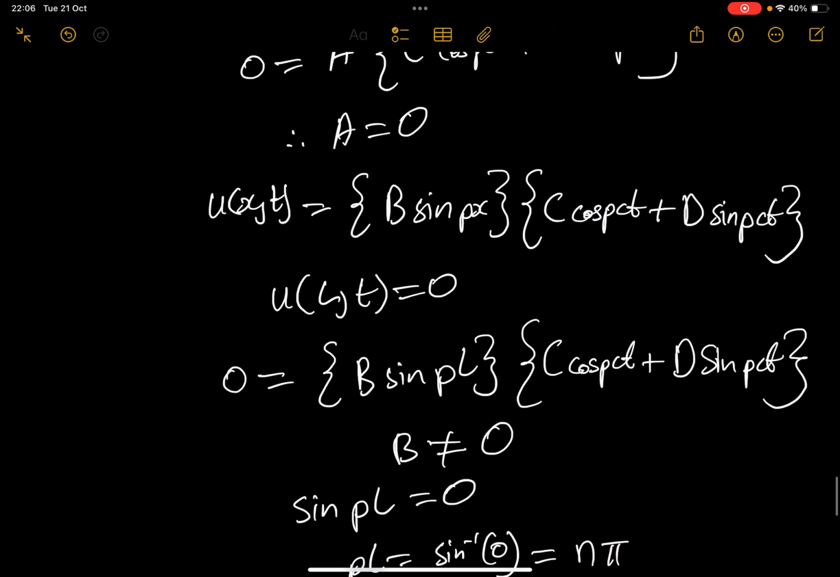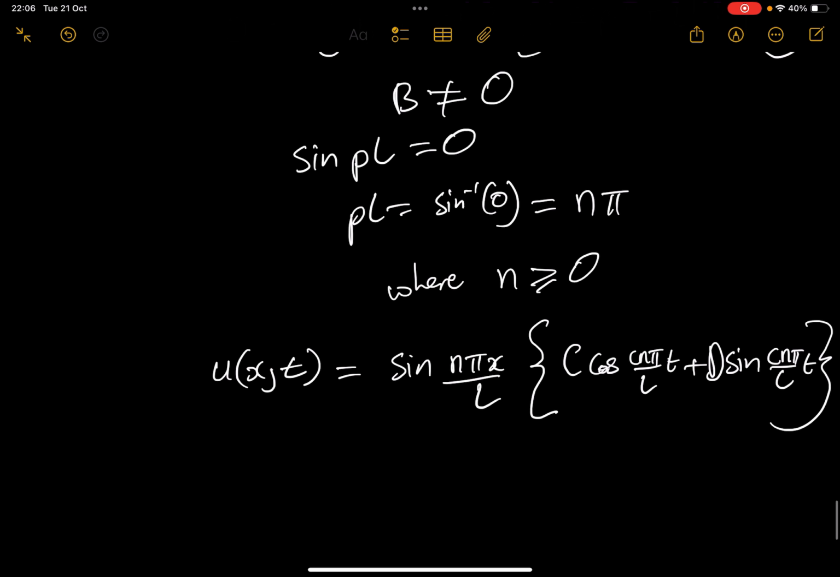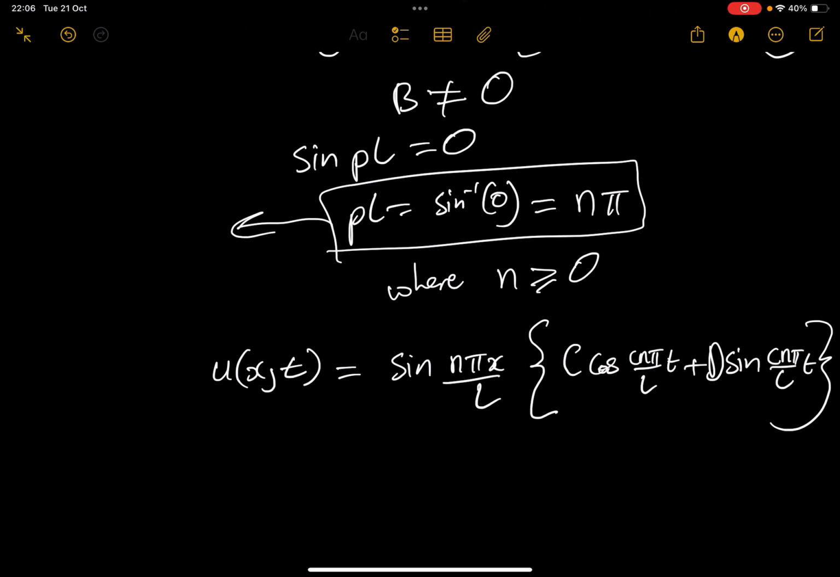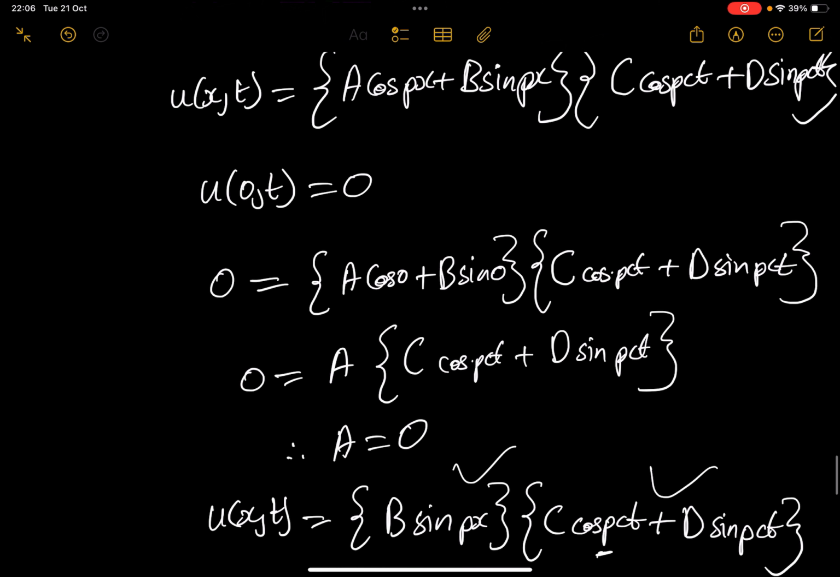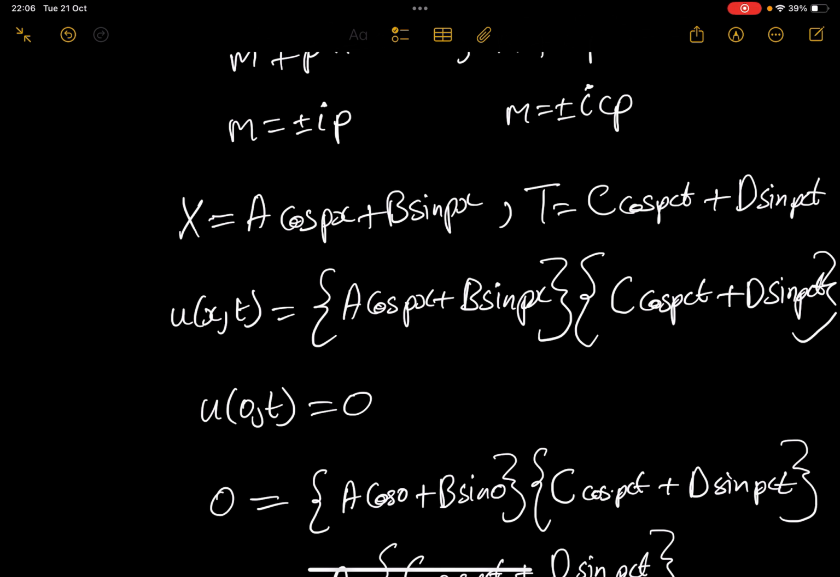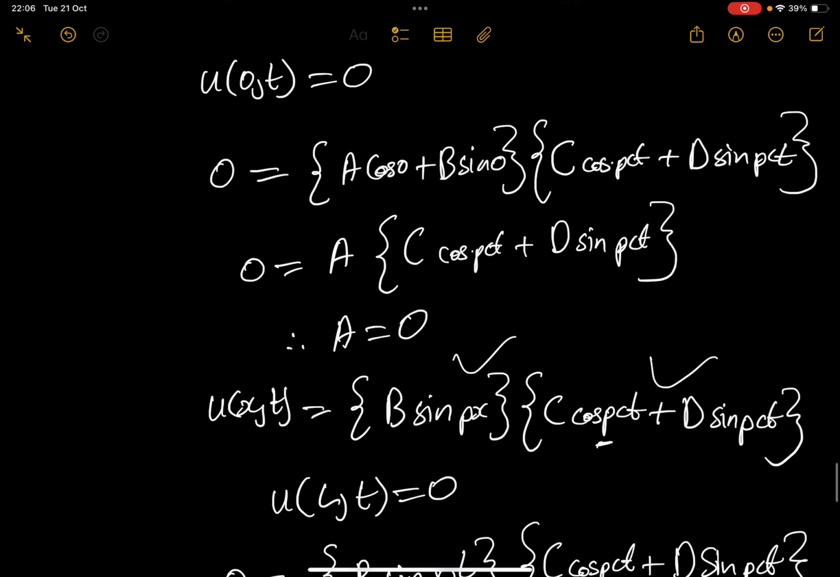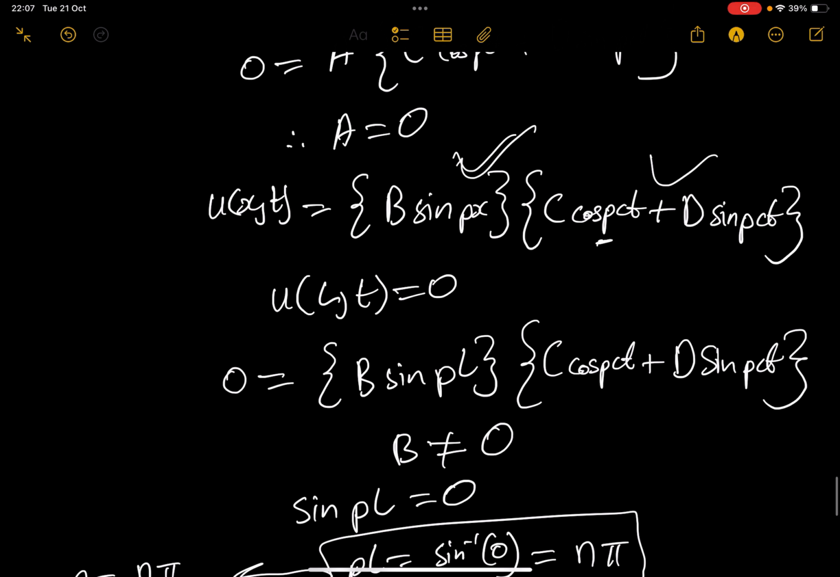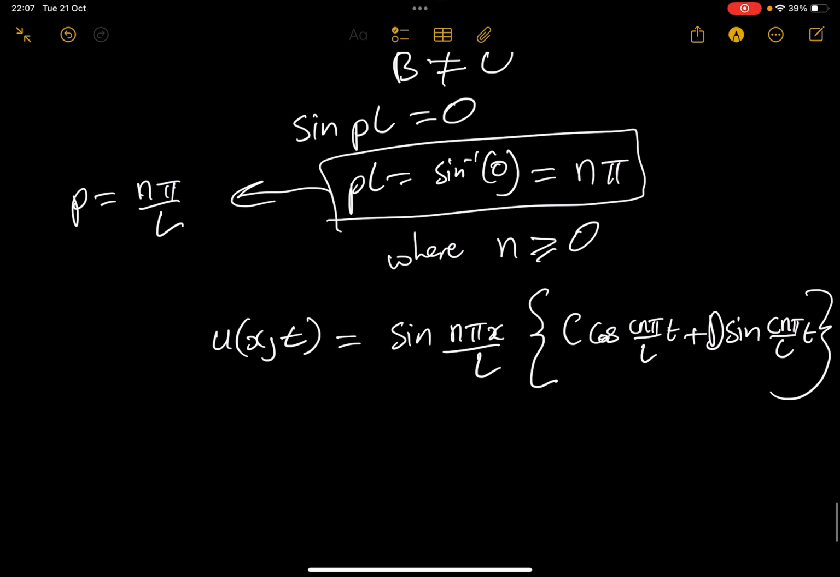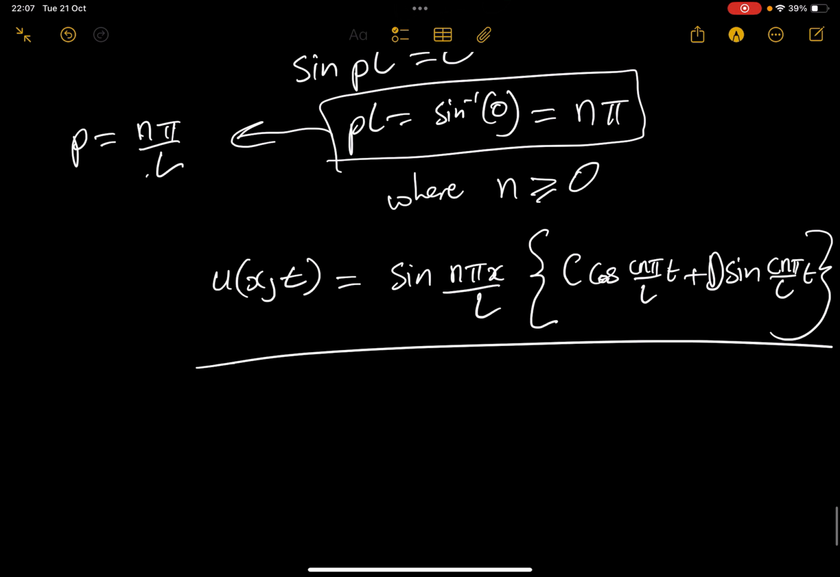So what did we do in this equation where there is p? From here I made p the subject of the formula where it's n pi over L. So where there is p in this equation, you substitute with n pi over L. So this is what you're going to get.